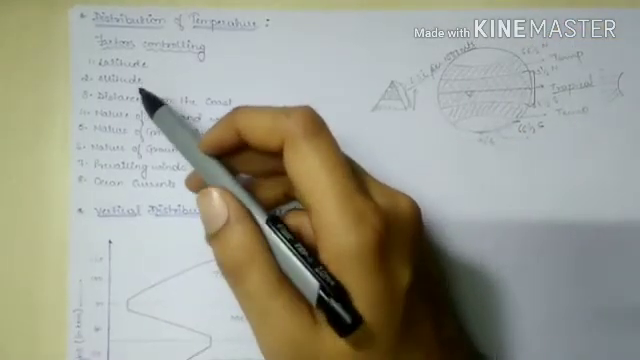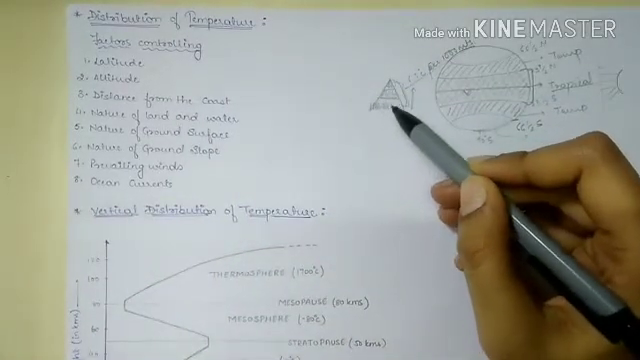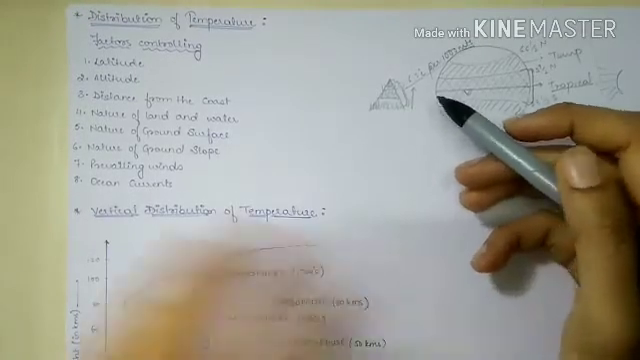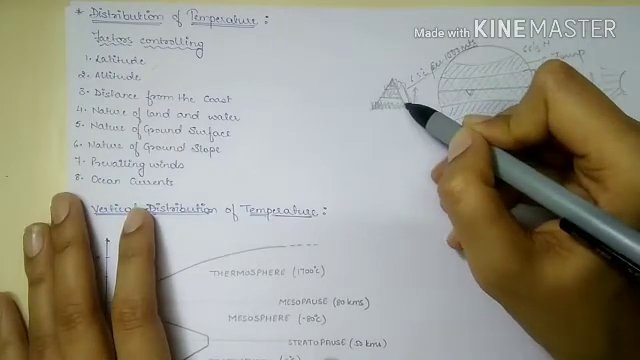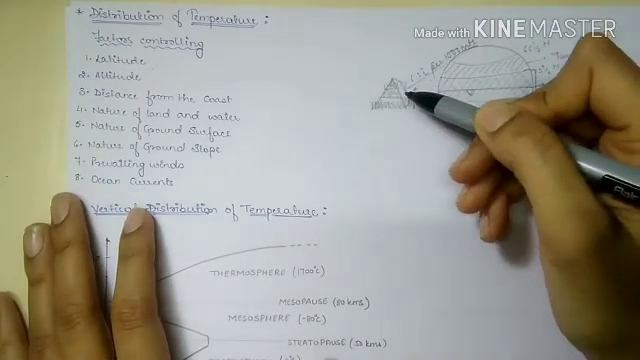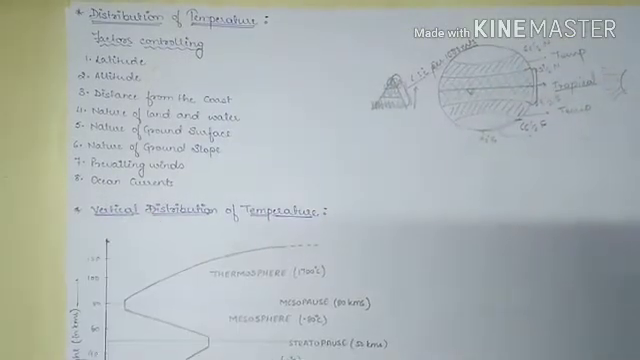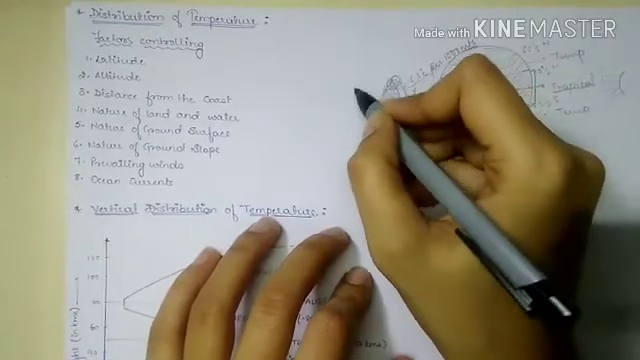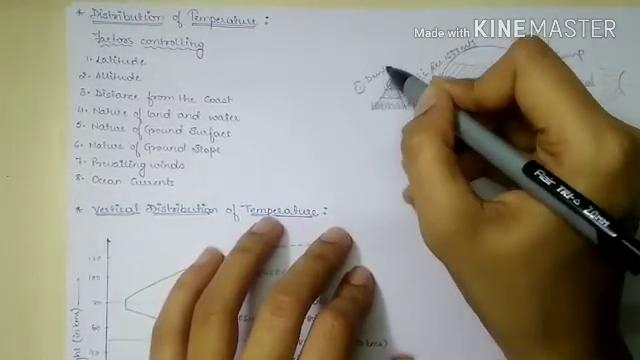Why? Because here the air is much denser as compared to this area, so the air will absorb much heat, and hence it will get heated up more as compared to the area on the top. This was the first reason: the density of air.